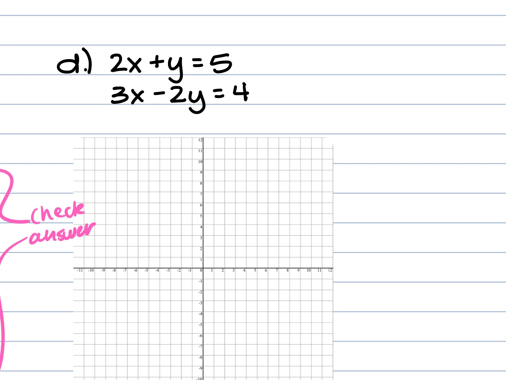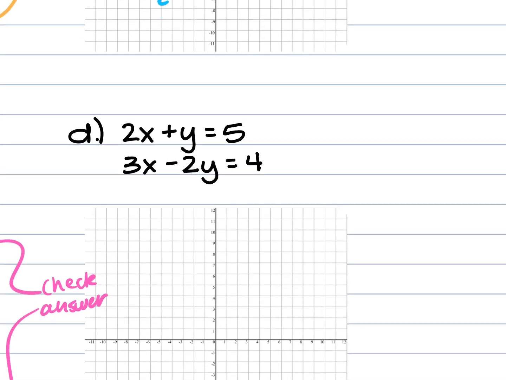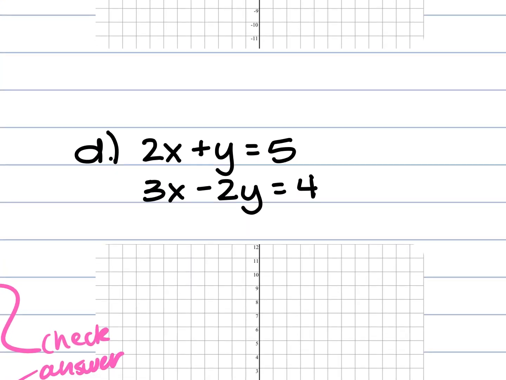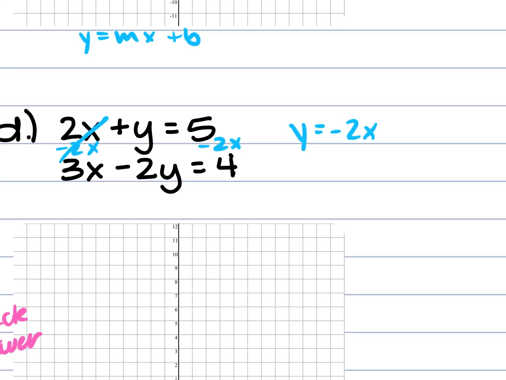All right, let's look at D. What's different about D? It has 1. Is it in slope-intercept form? No. Can we make it in slope-intercept form? Yes, how? Subtract. So remember, slope-intercept form, we want y equals mx plus b. So subtract 2x to move it to the other side. So now I have y is equal to negative 2x plus 5.